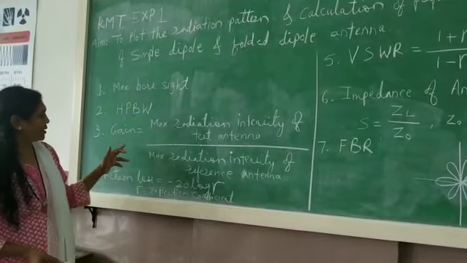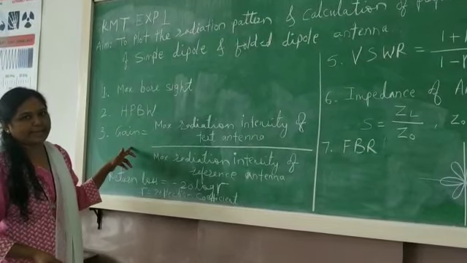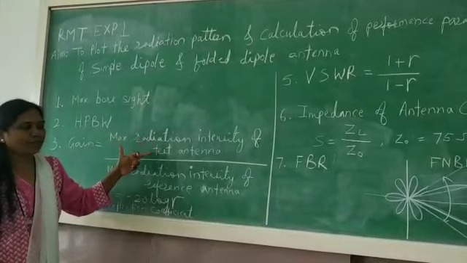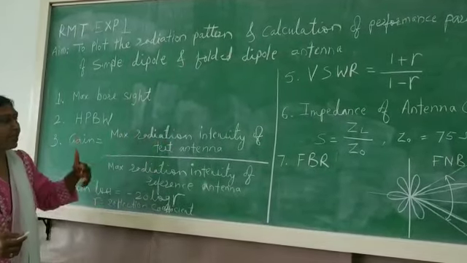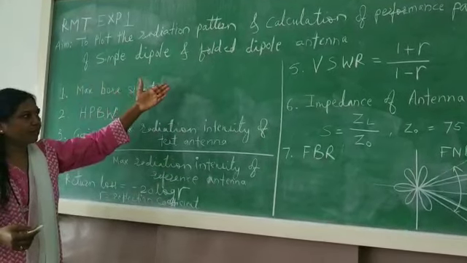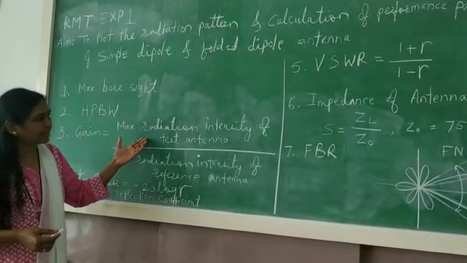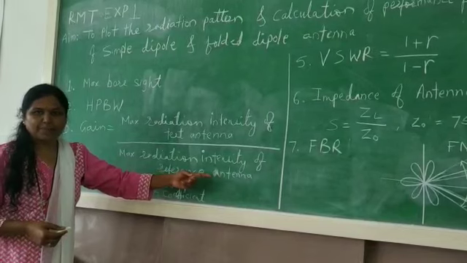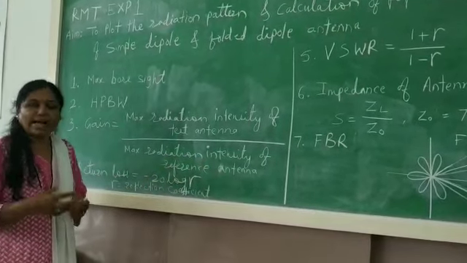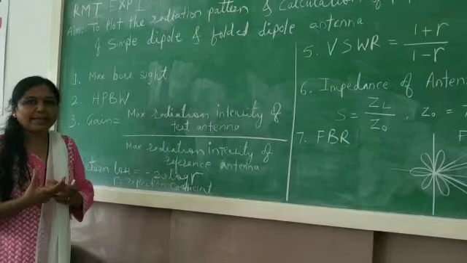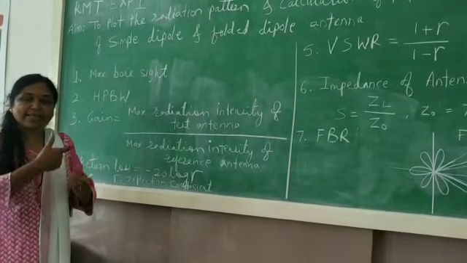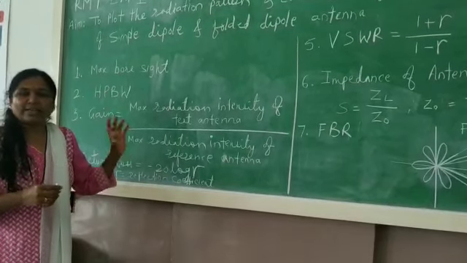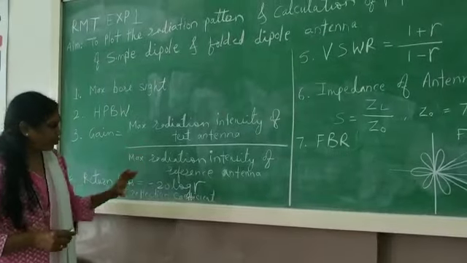Then from the radiation pattern we can calculate the gain of the antenna. Gain of the antenna is nothing but the maximum radiation intensity of the test antenna. In our case, the test antenna is either simple dipole or folded dipole. Maximum radiation intensity of the test antenna divided by maximum radiation intensity of the reference antenna. Generally, we consider the reference antenna as an isotropic antenna because an isotropic antenna is an ideal antenna which radiates equally in the azimuthal plane as well as in the elevation plane. Therefore, generally the reference antenna is always considered as an isotropic antenna.